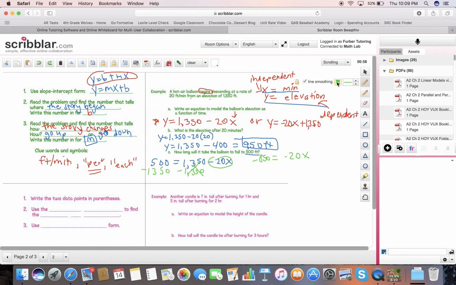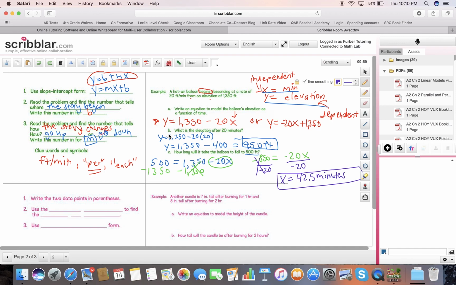Well, guess how I solve for x? I'm going to divide by negative 20. So that's going to make the negatives on this side cancel out. Then I just have to find out on the calculator what 850 divided by 20 is. So if I do 850 divided by 20, I get that x equals 42.5 minutes. So remember, x represents minutes. What I've just found out is, if I want to go down from 1,350 feet down to 500 feet, that already is going to take me 42.5 minutes.